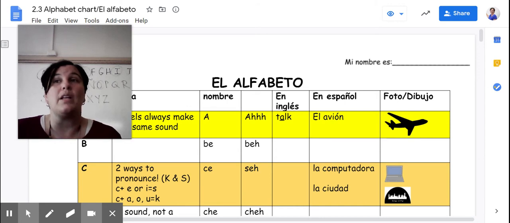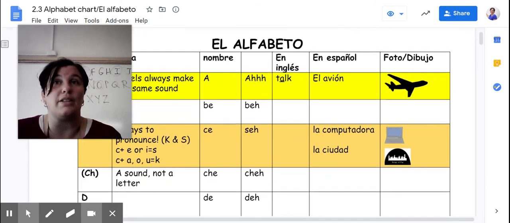Here's some examples. La computadora. Computadora. Otro ejemplo. La ciudad. Ciudad. City. So the letter C has two different sounds. It could be k or s, depending on what letter it comes up with. These are way easier rules than learning to read in English, let me tell you.